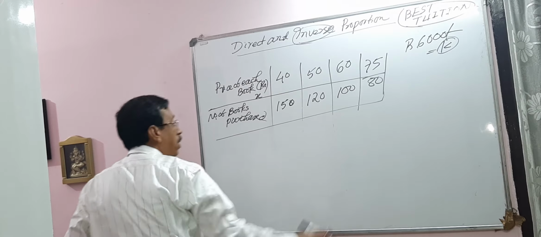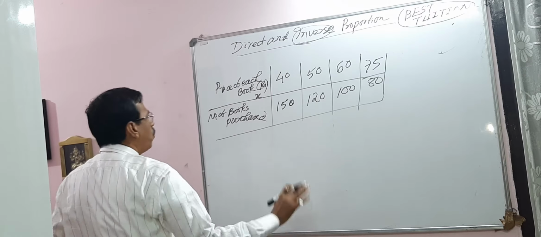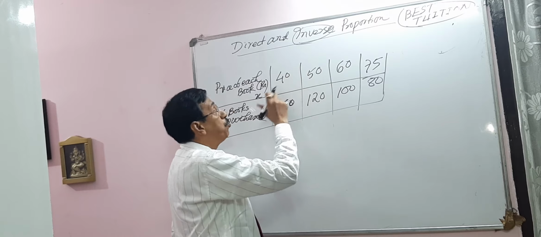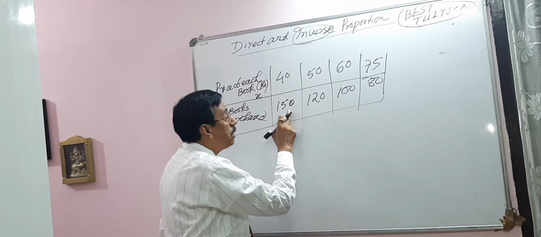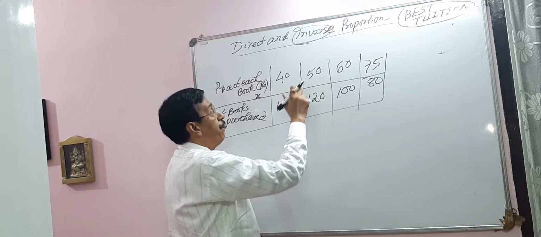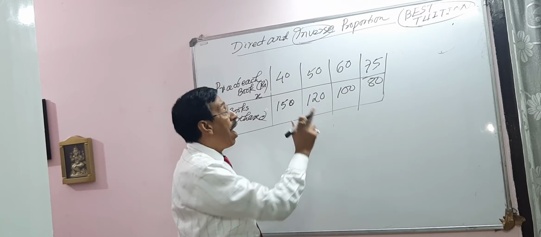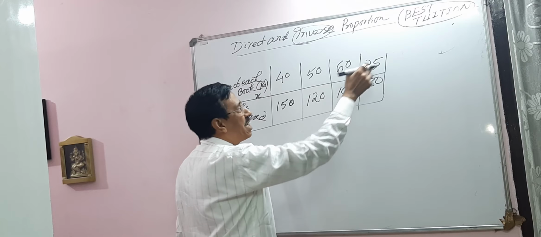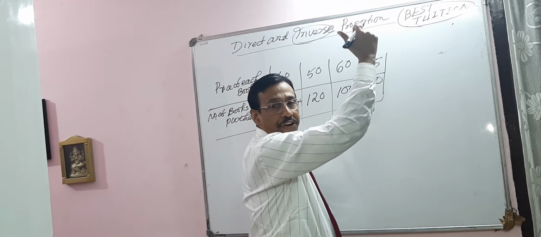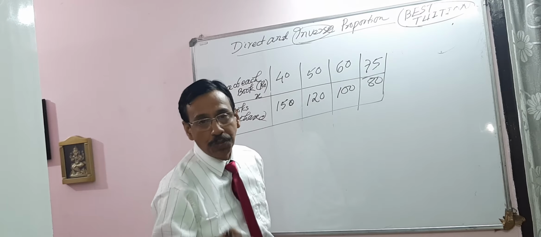Now suppose we forget this one. Here you see that when the cost or price of each book increases, the number of books decreases. If it is 40, 150. If the cost is increased to 50, the number of books purchased is reduced to 120. Same case 60, 100, 75, 80. So if the value of x increases, the value of y decreases. So it is a clear case of inverse proportion.